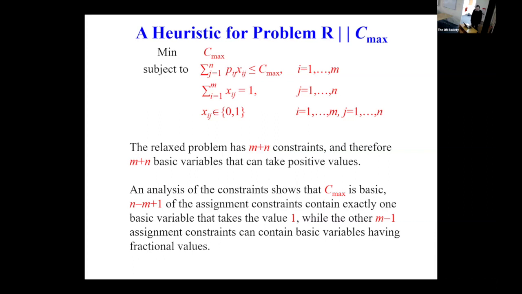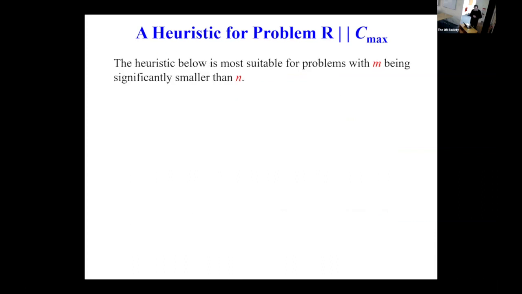Okay, so that means that subtracting n minus 1 from n, these variables all contain constraints that have just got one basic variable in, and those x values are equal to 1. So none of the other x values are equal to 1 when you solve this linear programming relaxation. So in fact, you've only got n minus 1 of these assignment constraints where you've got fractional values in. Okay, well, we're really thinking about problems where m is relatively small, maybe you've got about 5 machines, but you may have 50 jobs. So n is usually much bigger than m.